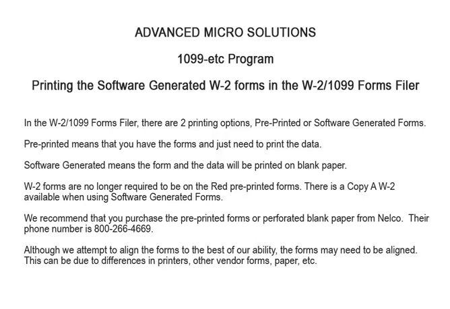This tutorial covers printing the software-generated W-2 forms in the W-2 1099 Forms filer. In the W-2 or 1099 Forms filer, there are two printing options: pre-printed or software-generated forms. Pre-printed means that you have the pre-printed forms and just need to print the data. Software-generated means the form and the data is printed on blank paper.